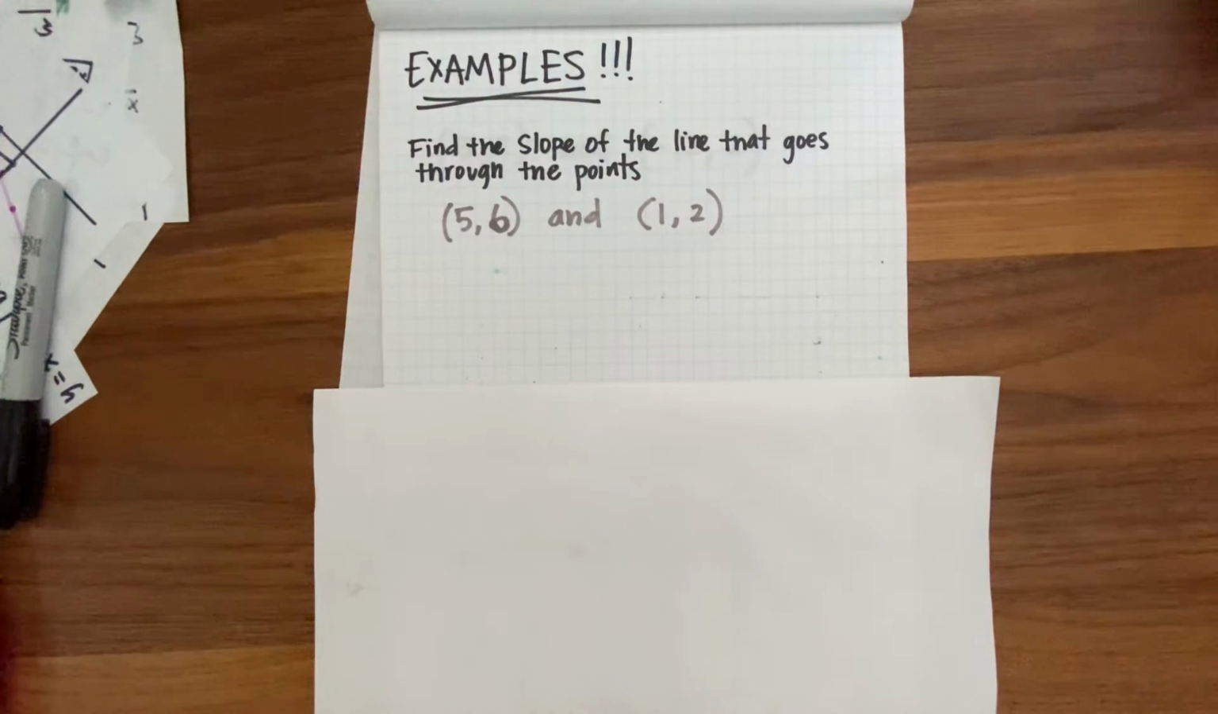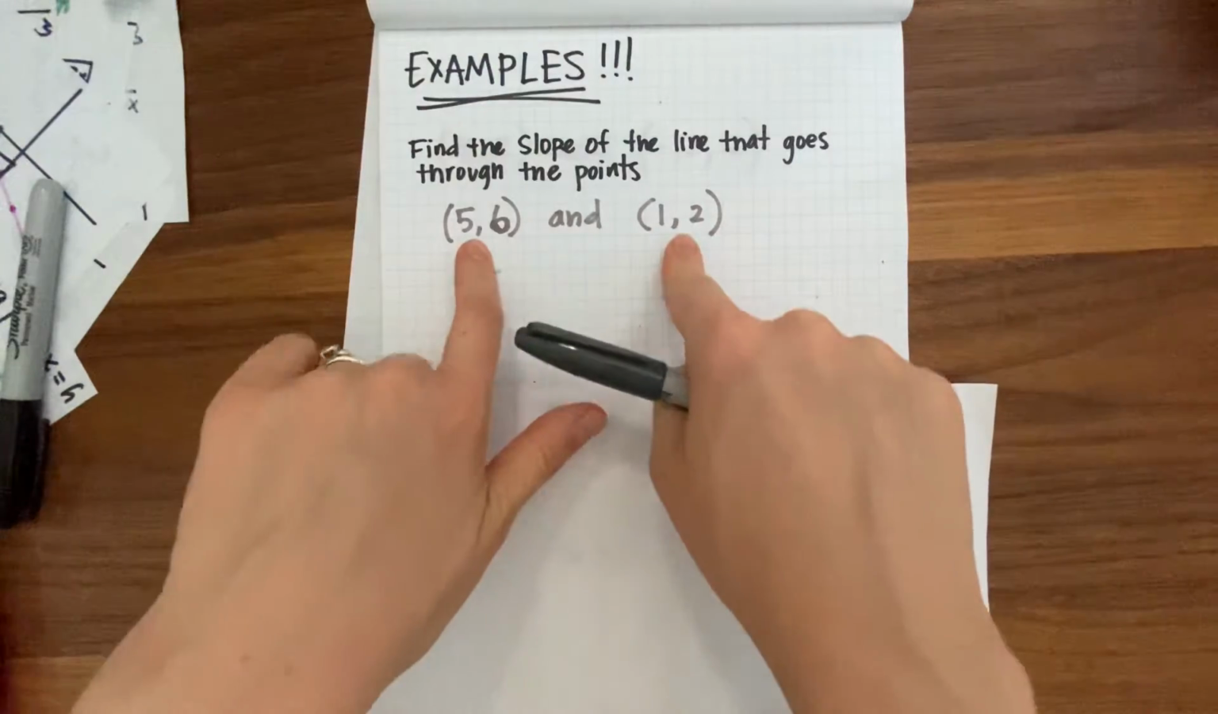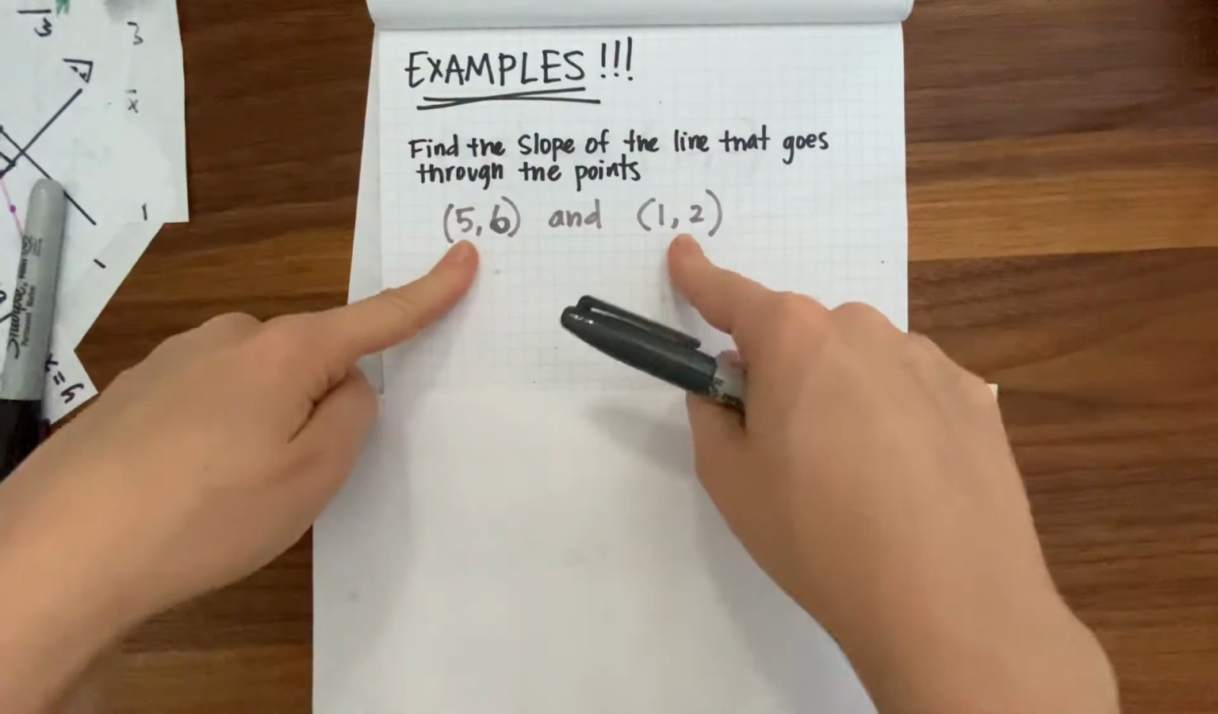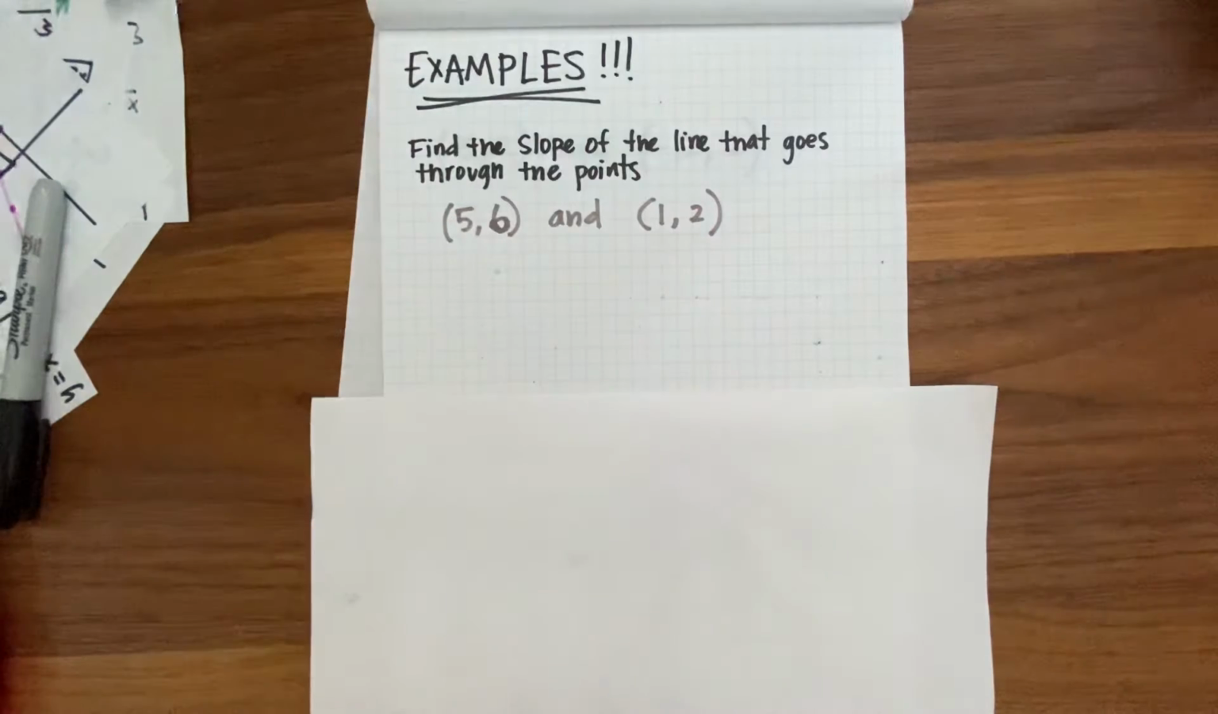Okay, now we're going to try some examples. Find the slope of the line that goes through the points 5, 6, and 1, 2. Now, we could graph this and count, but let's try not counting. Let's try using our formula.